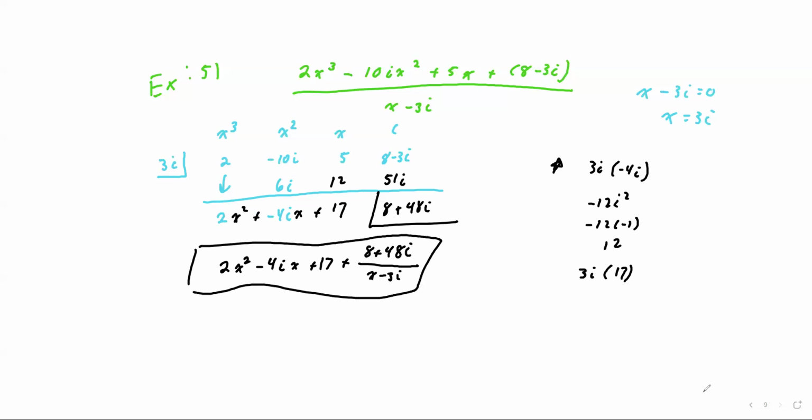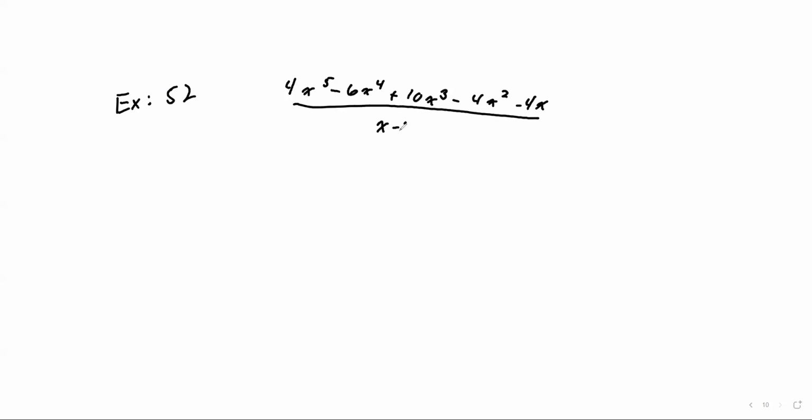All right, let's do just one more before I move on to the next part, which is a little bit more, in my opinion. Example 52. I just want to make sure you are prepared. All right, so number 52: 4x to the fifth minus 6x to the fourth plus 10x cubed minus 4x squared minus 4x, all divided by x minus 1.